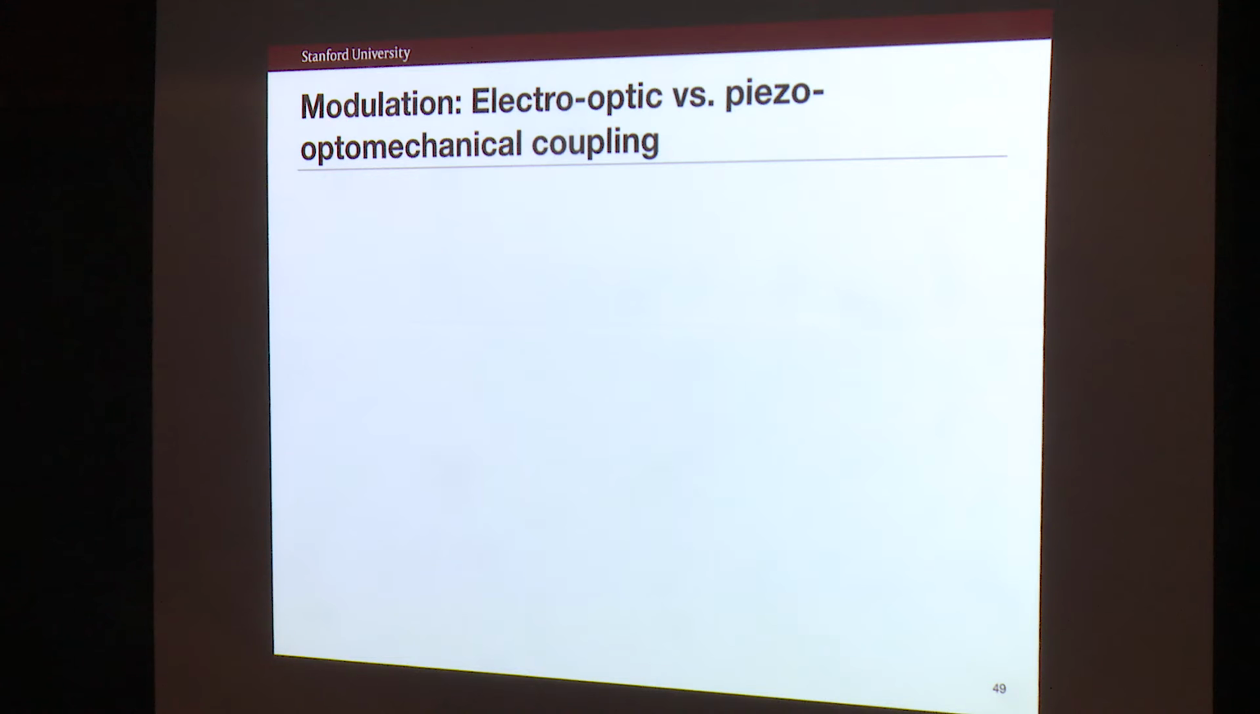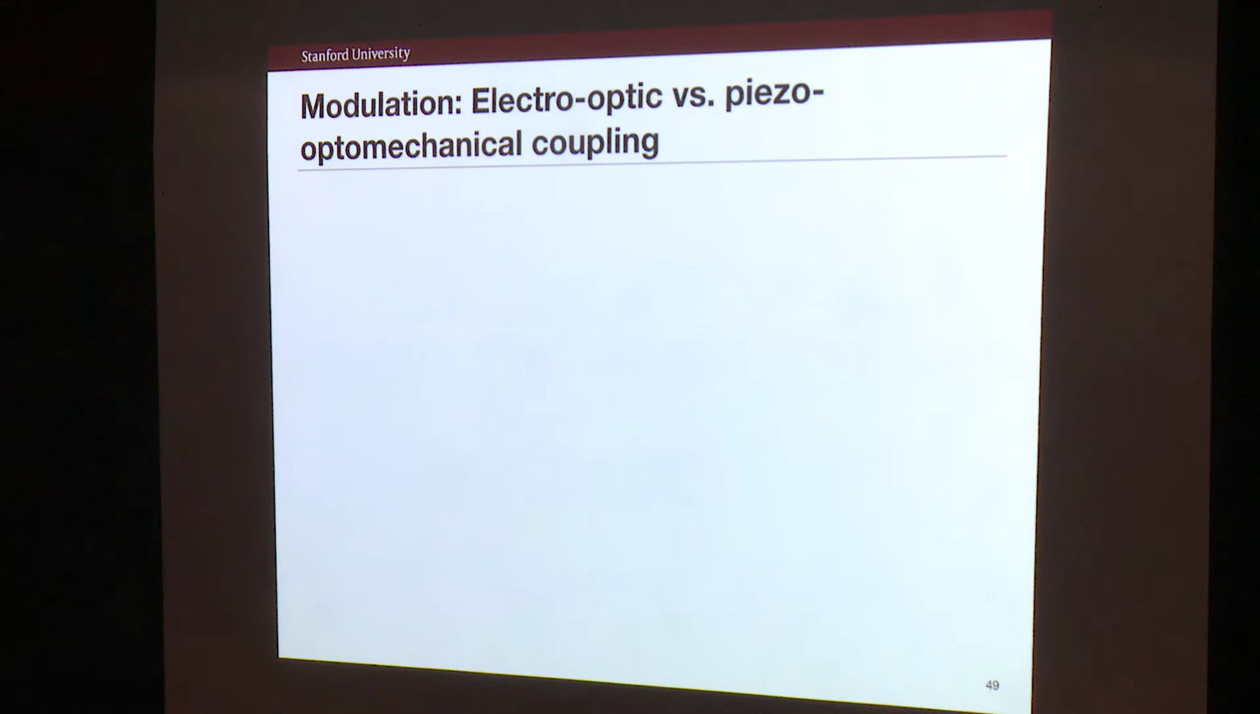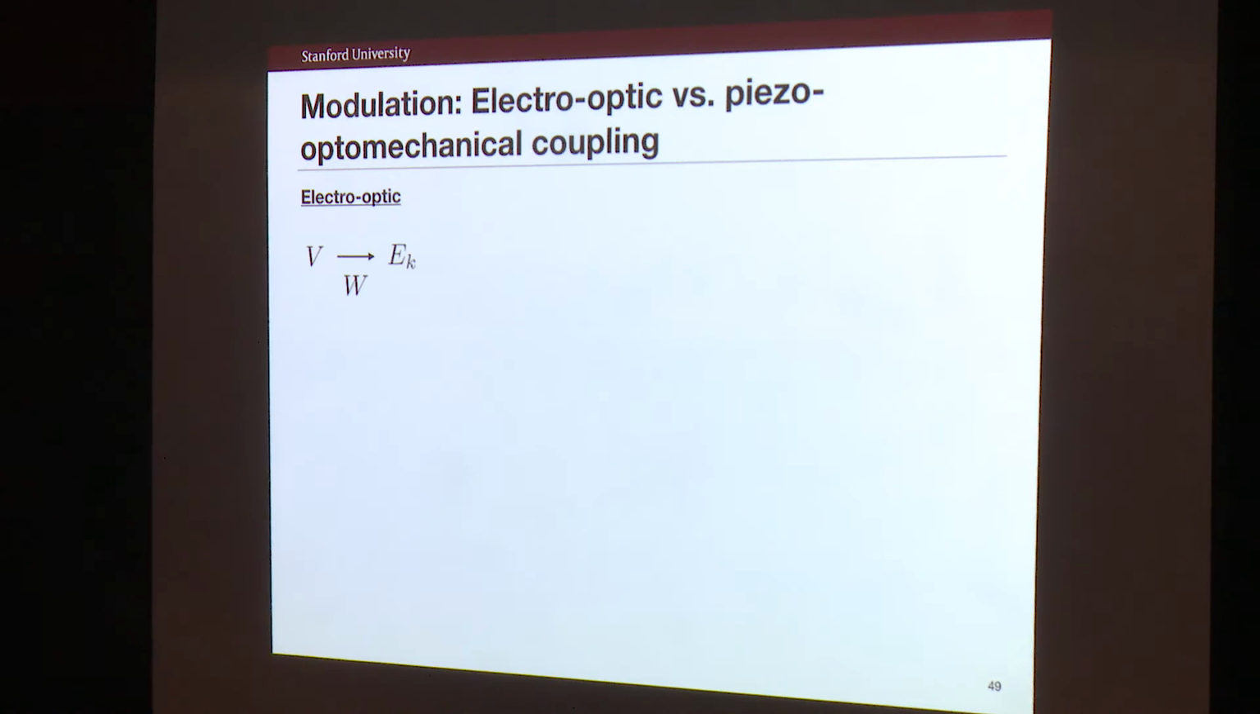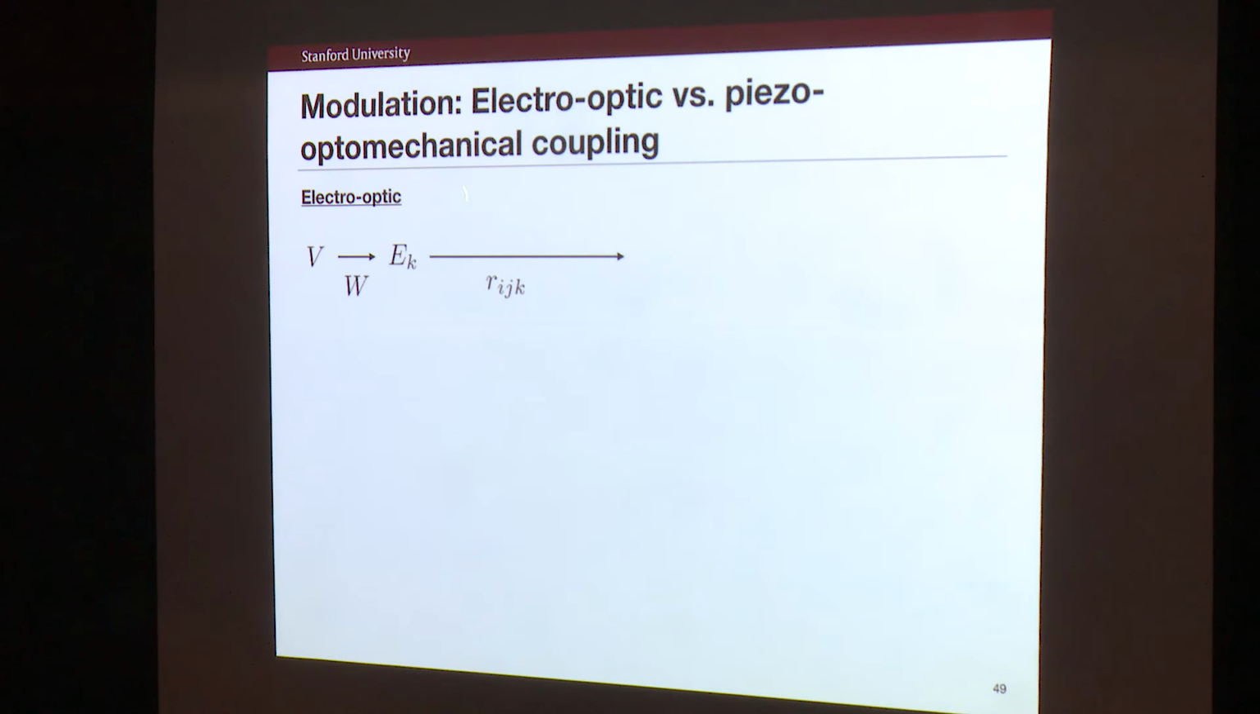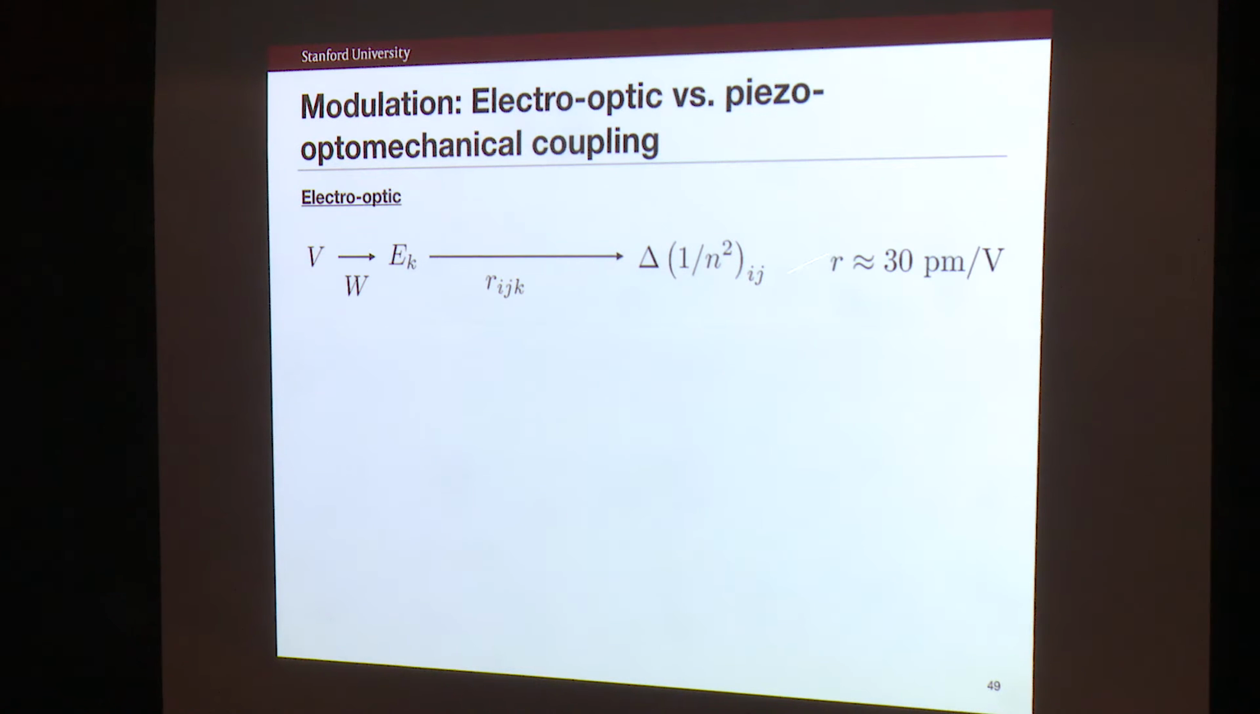Okay, so talking about modulation, there's some debate as to whether piezo-optomechanical or electro-optic coupling is better. If you just look at the physics of the problem, a voltage drops across a medium over a certain width and generates an electric field. The electric field, through some material parameter, generates a change in the index. This material parameter is something like 30 picometers per volt. So that gives you how much index change you expect.